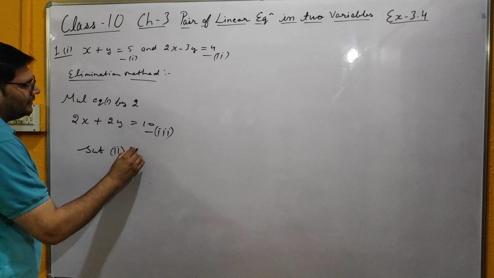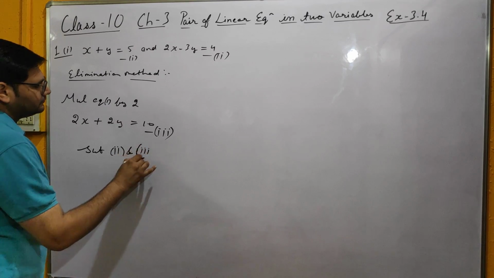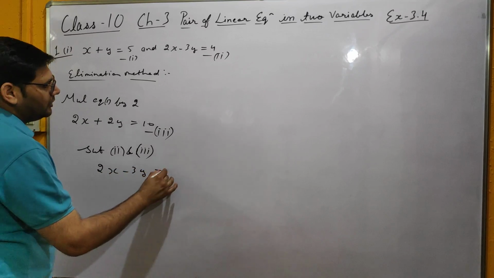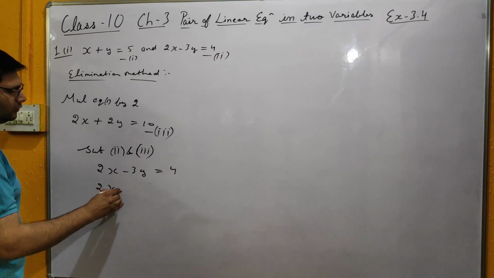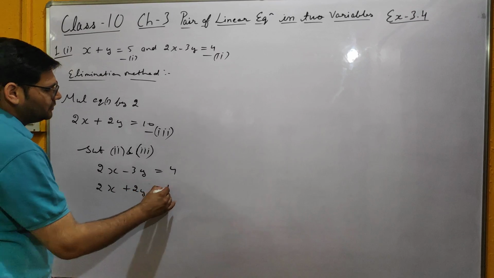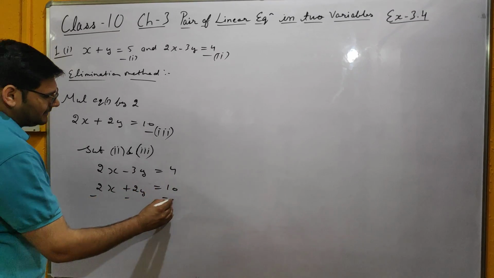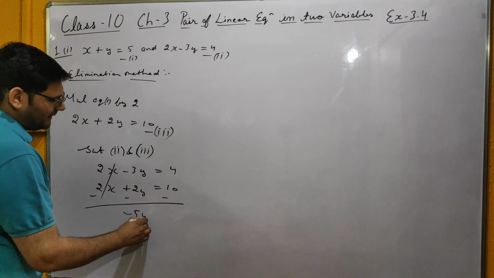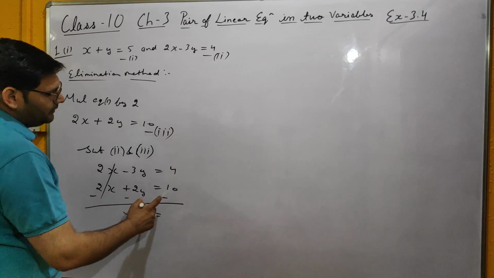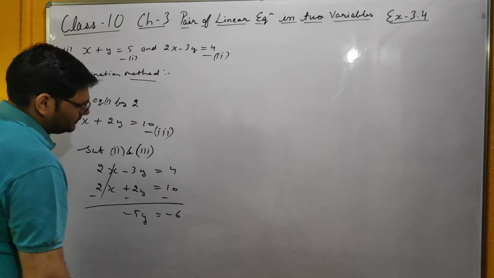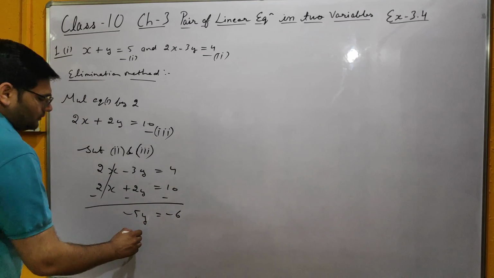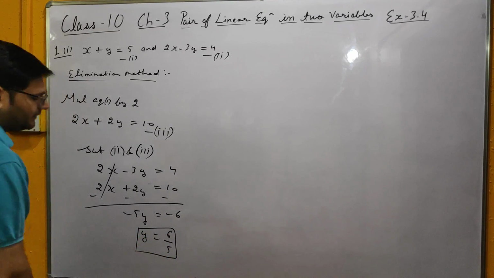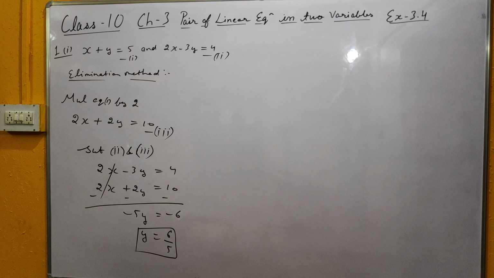We will subtract equations 2 and 3. 2x minus 3y equals 4, and 2x plus 2y equals 10. Subtract, subtract, subtract. The 2x is cancelled. What will we get? Minus 5y equals, what will be the answer over here? It is minus 6. So y equals 6 by 5. So this is the value of y. Minus minus will be cancelled.